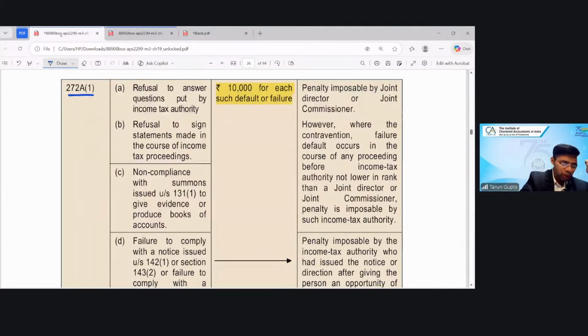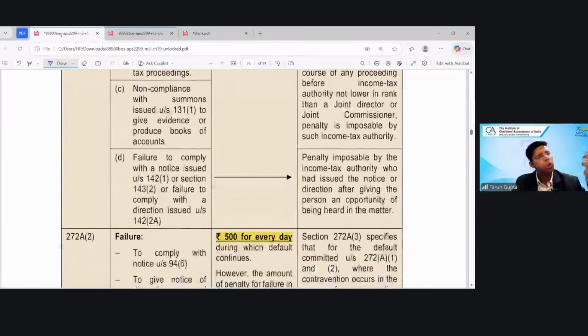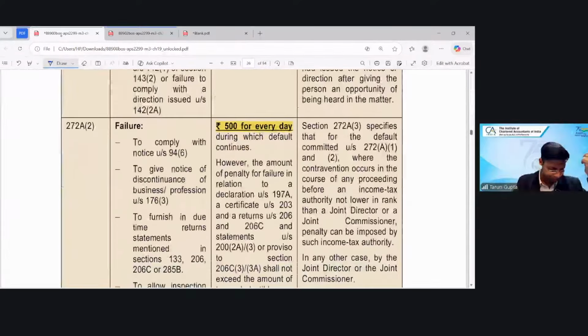Then 272 is the penalty for minor defaults. The income tax authority serves a notice on you and you did not reply, then there's a penalty of 10,000. Income tax notice under section 131 and you did not reply: the penalty of 10,000. In the course of assessment, the income tax authority asked for some information, you did not provide such information: a penalty of 10,000.